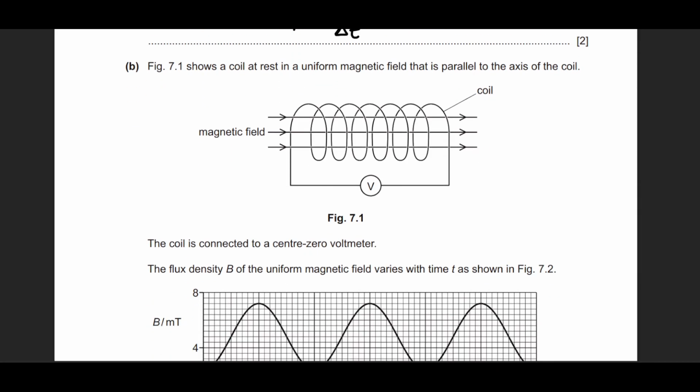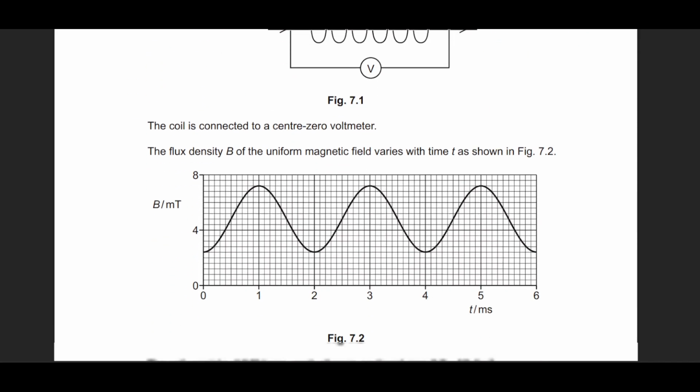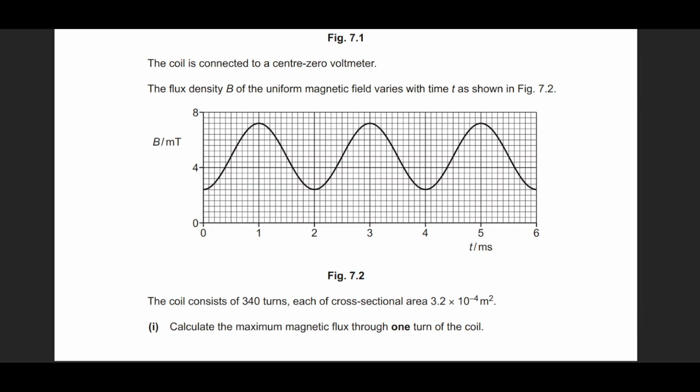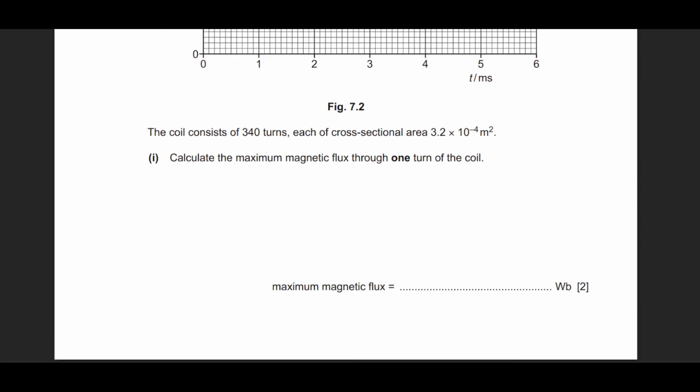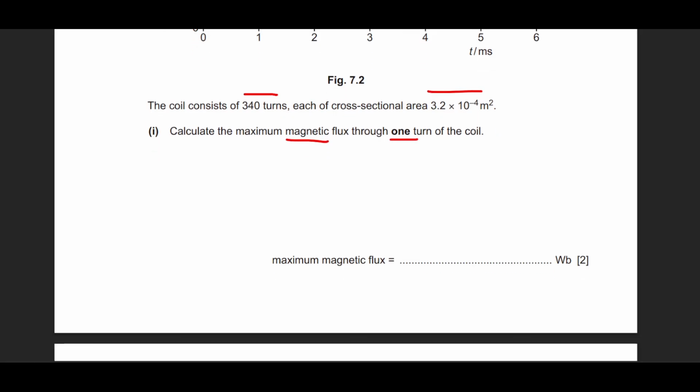He shows a magnetic field in a coil with a voltmeter attached. This is our magnetic field that is changing. It's a good sign: if the magnetic field is changing, then an EMF will be induced. Now he says that the coil has 340 turns. This is the area. He says maximum magnetic flux through one area, and the formula for magnetic flux is phi equals BA. If he had asked me about the whole coil, then I would have multiplied the number of turns N as well. But it's not required over here because he's asking me for one coil.